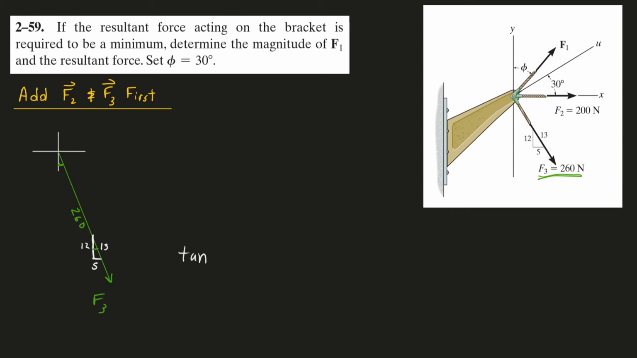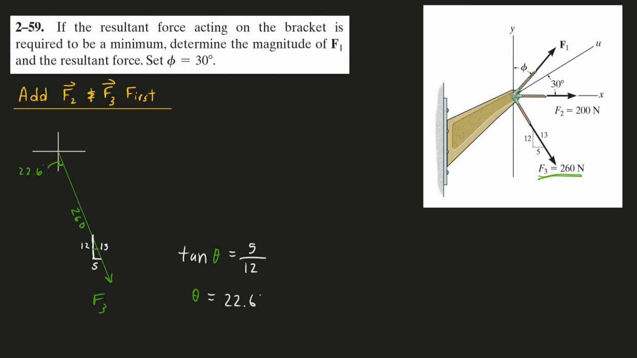The tangent of that angle will equal the opposite 5 over the adjacent 12. That angle will equal 22.6 degrees. Alright, so I got the magnitude and the direction of F3.